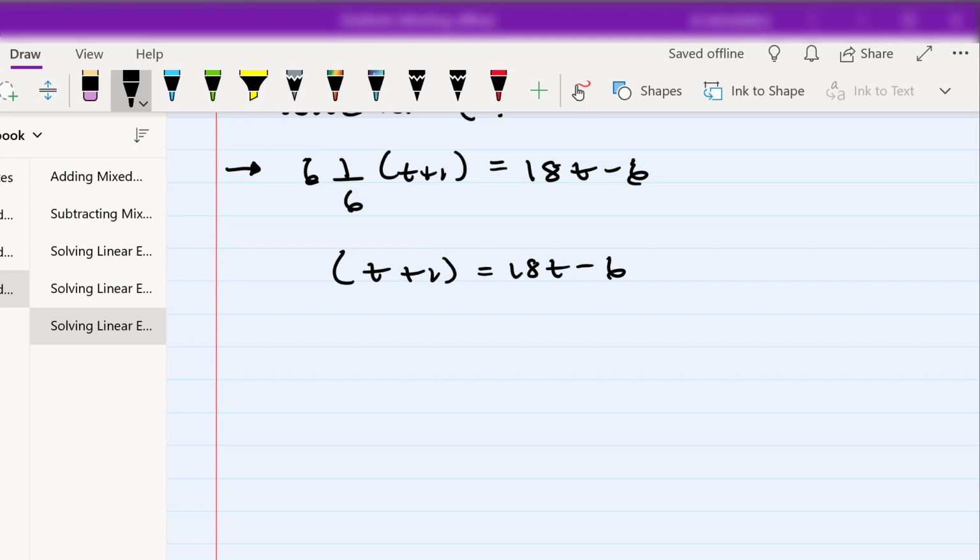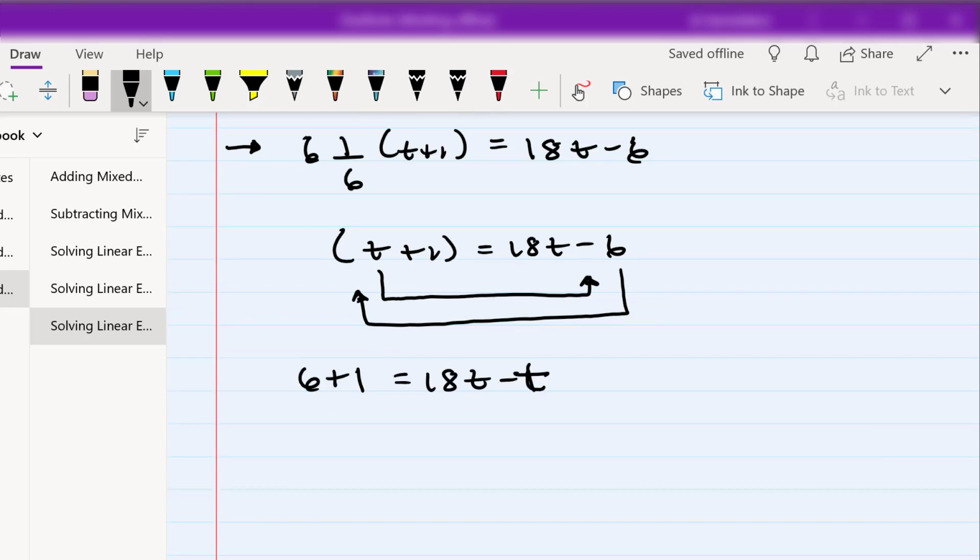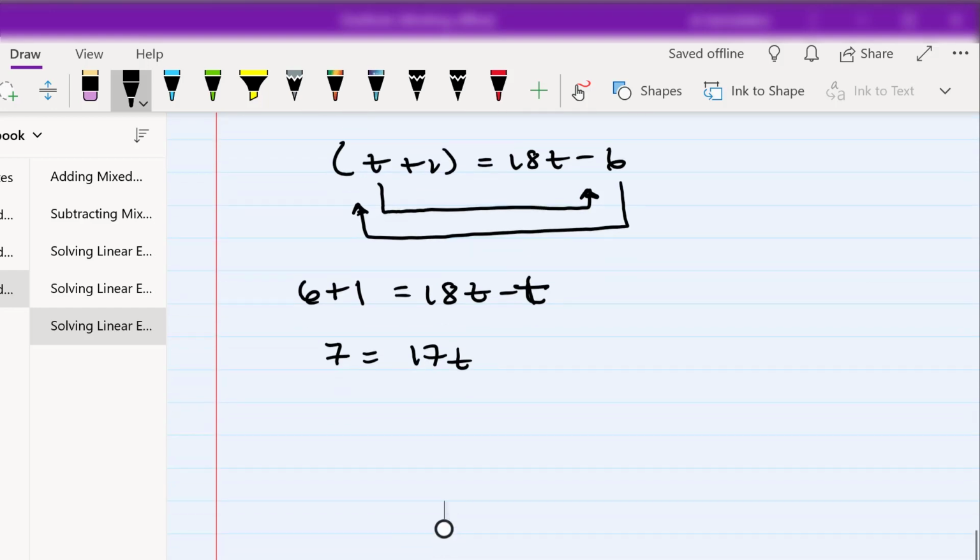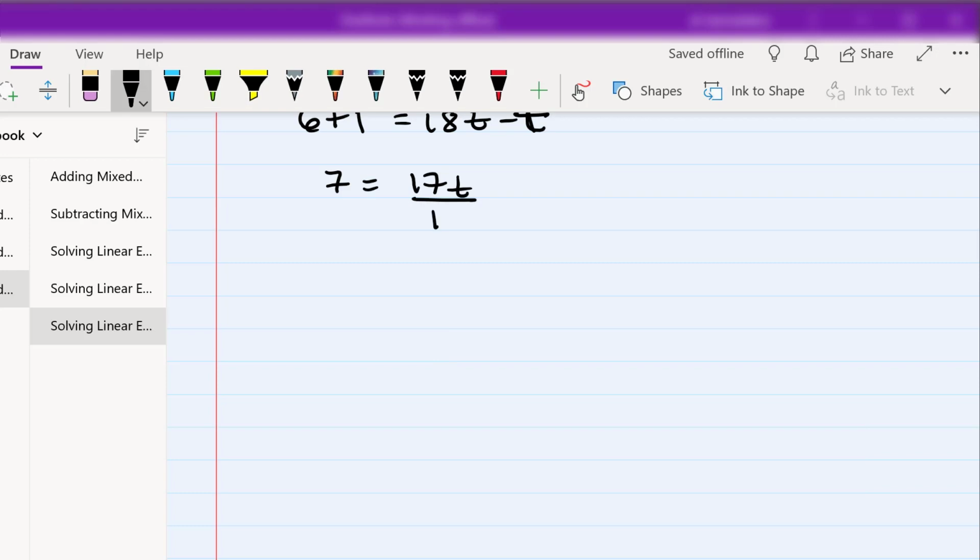Now if I move the 1t to the right side, and I move the minus 6 to the left side, we get 6 plus 1 equals 18t. Therefore we get 7 equals 18t minus t, which is 17t. To get t alone, we divide both sides by 17. So on the left-hand side we have 7 over 17, and on the right-hand side we get t. Therefore t equals 7 over 17.